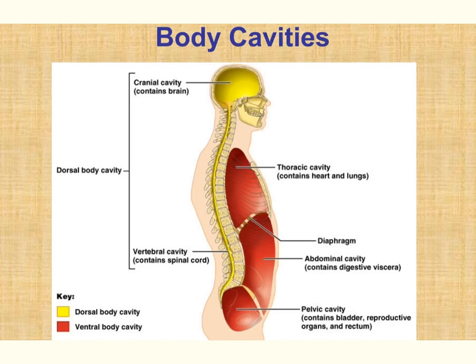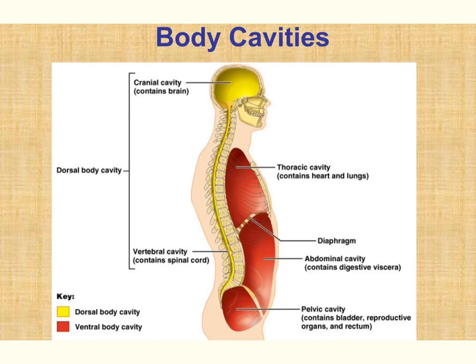As far as the dorsal body cavity is concerned, it protects organs of the nervous system. It can be subdivided into the cranial cavity, which contains the brain, and the vertebral cavity, which contains the spinal cord and the vertebrae. The ventral body cavity, like the dorsal cavity, has 2 subdivisions. It can be subdivided into the thoracic cavity. The thoracic cavity is surrounded by the ribs and muscles in the chest, and it contains the heart and lungs. And then we can have the abdominal pelvic cavity.